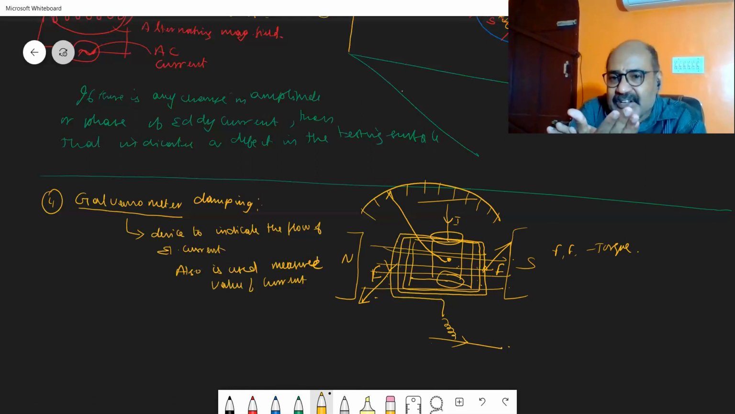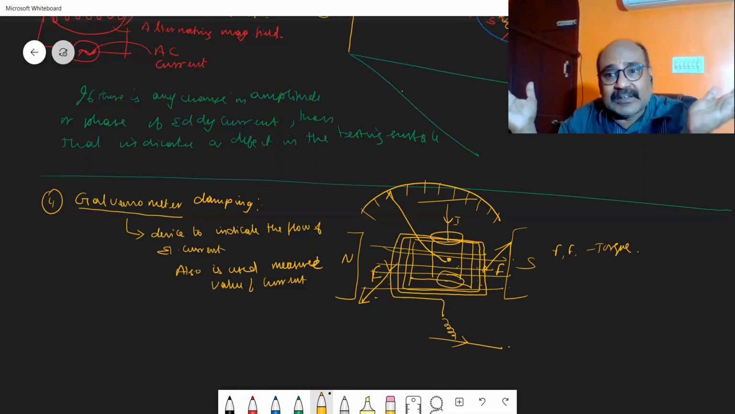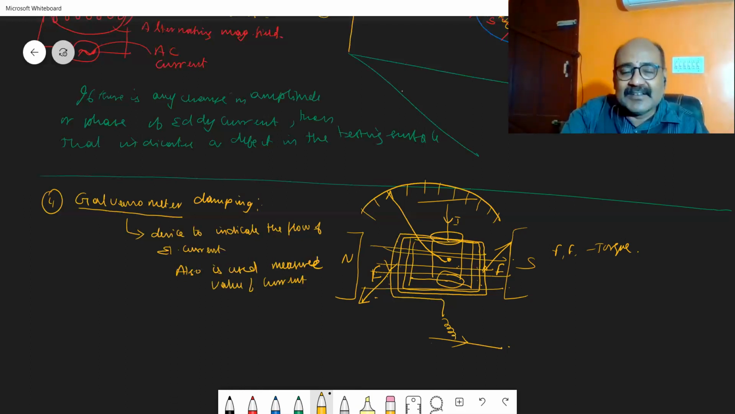When a sudden rotation is caused, this coil will oscillate for a long time before coming to rest, and we have to wait till the coil comes to rest and shows the reading. It is very difficult to wait for an hour or two hours in order to measure a very small amount of current. So, in order to bring that oscillating coil to rest, to damp it, they use this arrangement called galvanometer damping. What is that galvanometer damping?